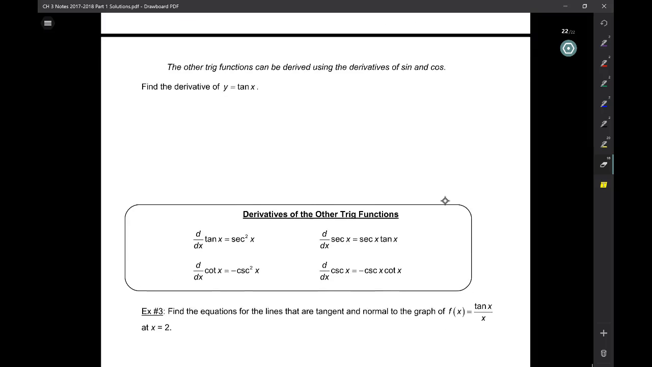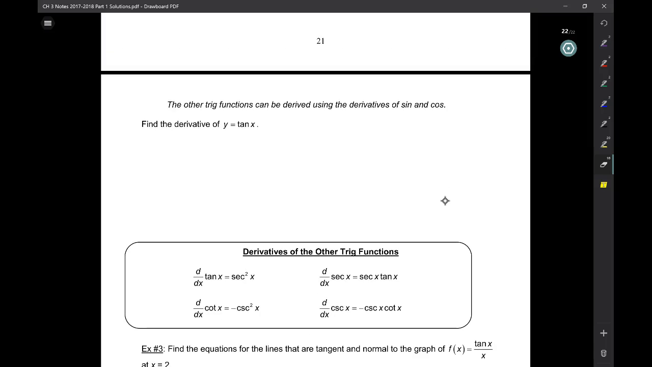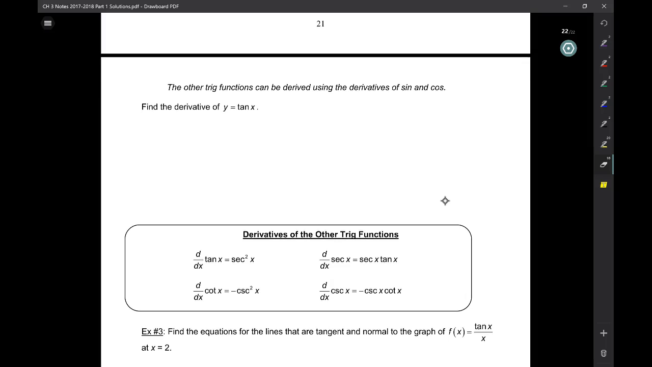So the other ones can be derived using the derivative of sine and cosine. Let's find the derivative of tangent. What is tangent? Rewrite: y equals tangent of x is y equals sine x over cosine x.